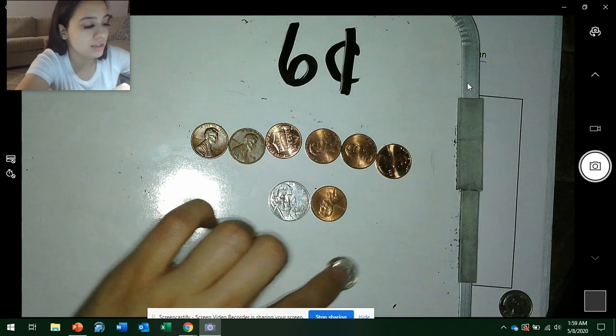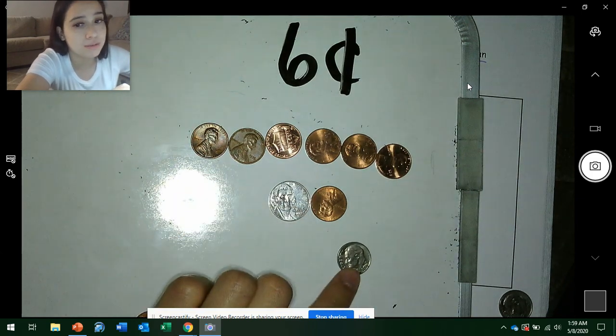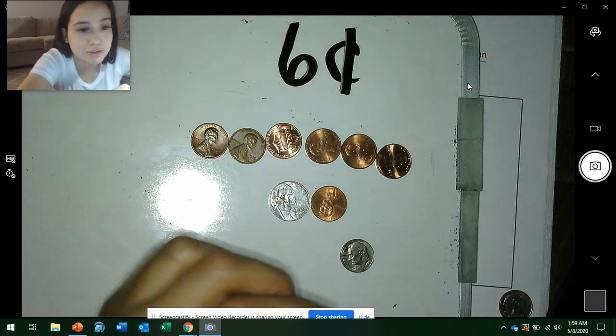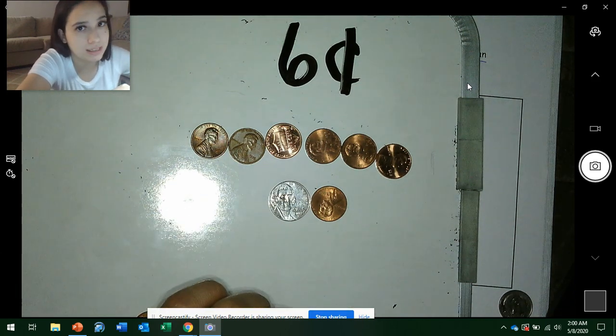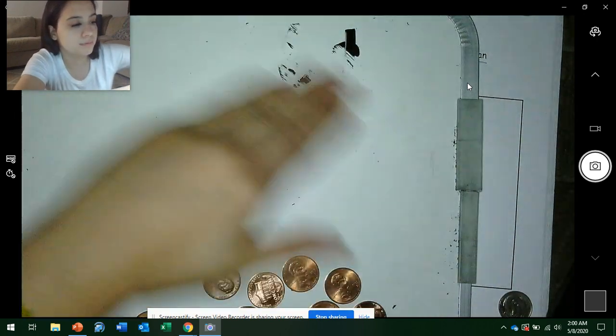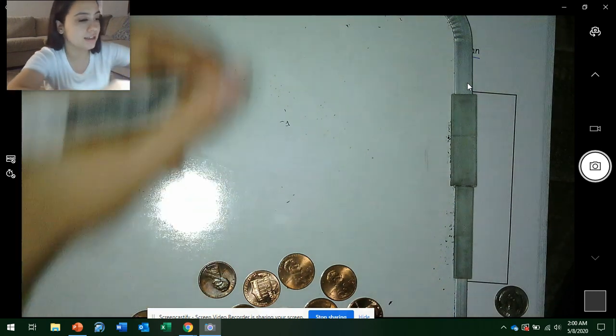Could we have used a dime to make 6 cents? Get ready. I hope you said no, because a dime is worth how much, boys and girls? Get ready. 10 cents. So that would be way over 6. So remember, no dimes in your combinations for this amount. Ready? Let's make a new one. The next amount we are going to make is 11 cents.